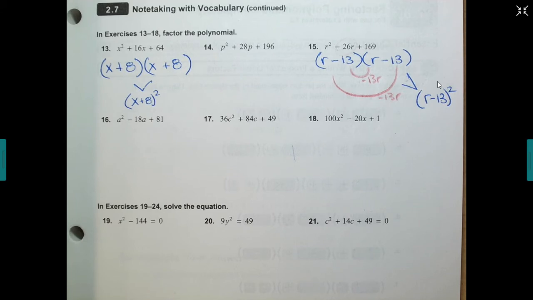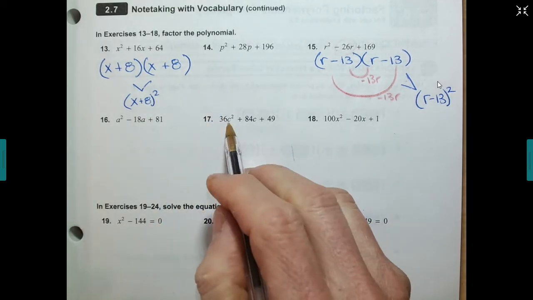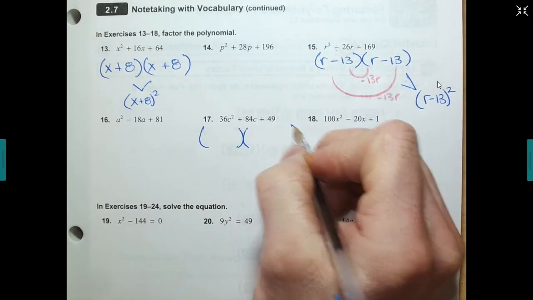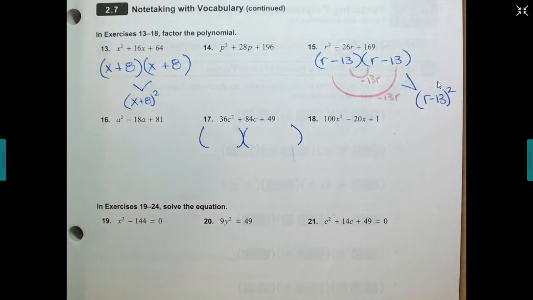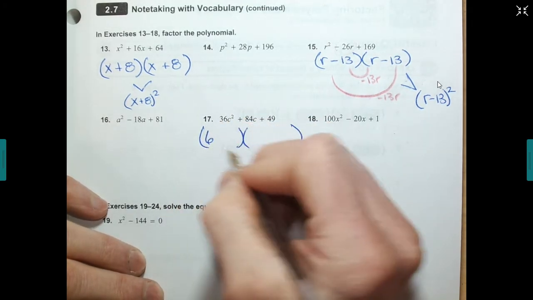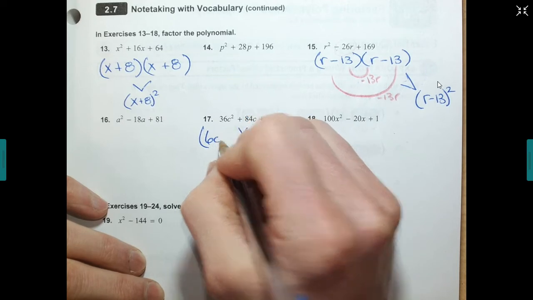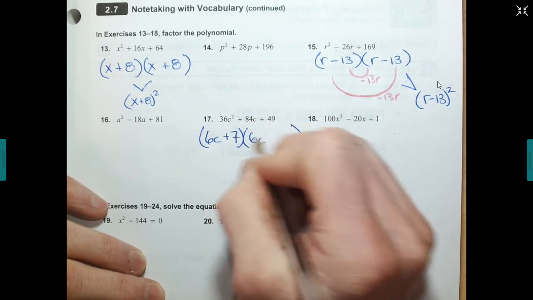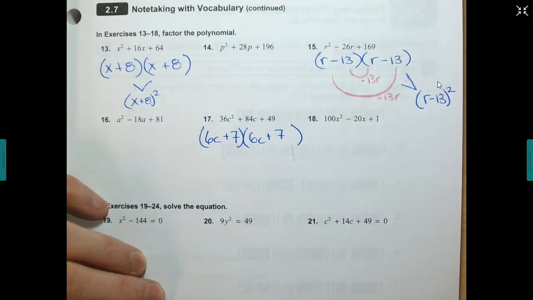Got it? All right. Now, how about this one? It looks like it's getting pretty difficult. Thankfully, I know this lesson has to do with perfect squares. So the square root of 36 is 6, c. And then 49, it's plus plus. So I have 7, and I have 7.